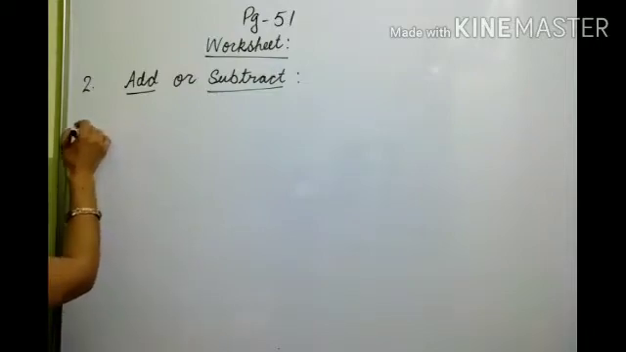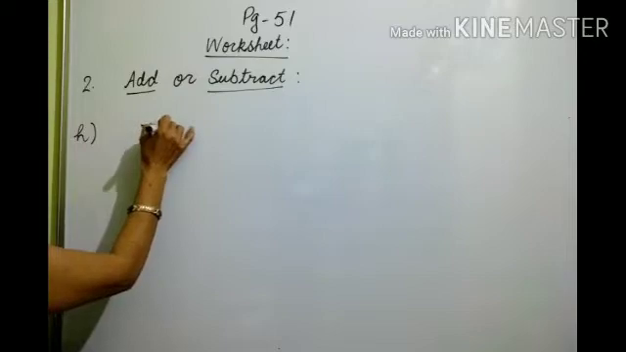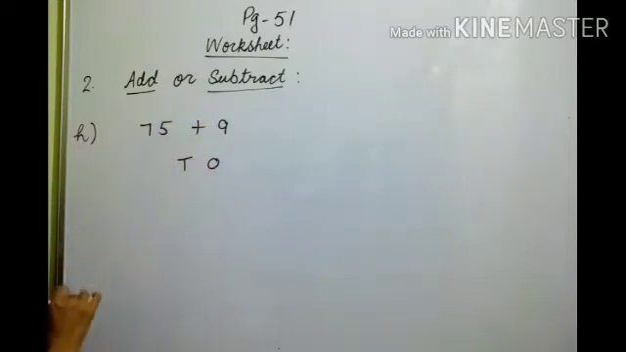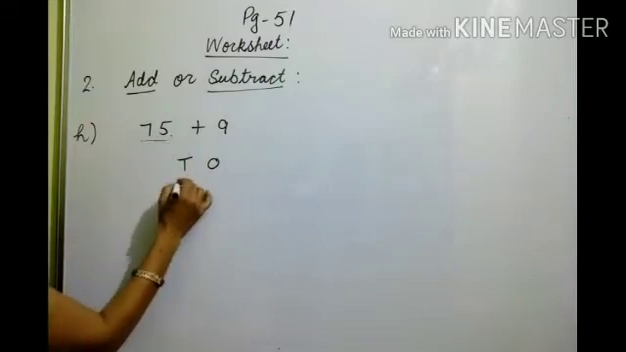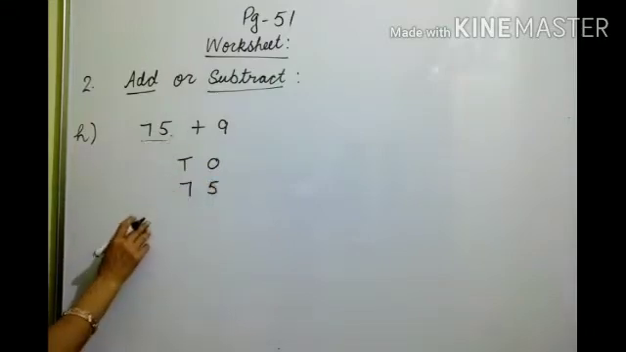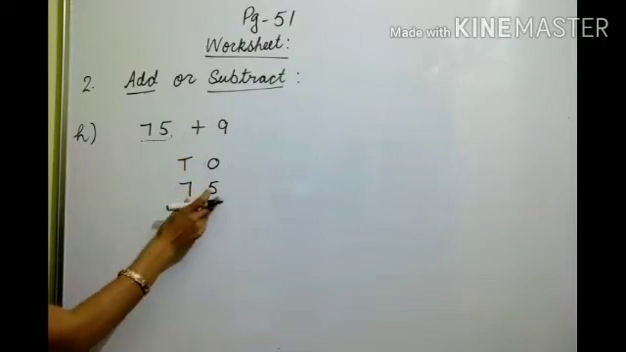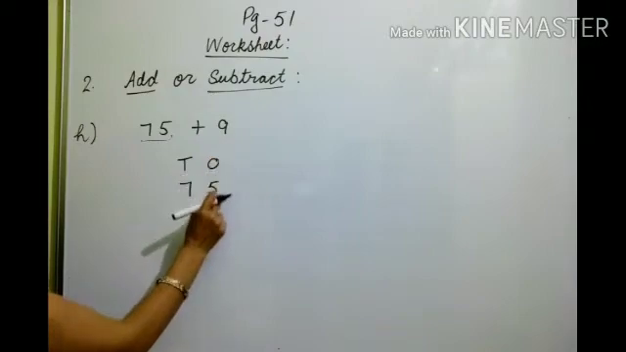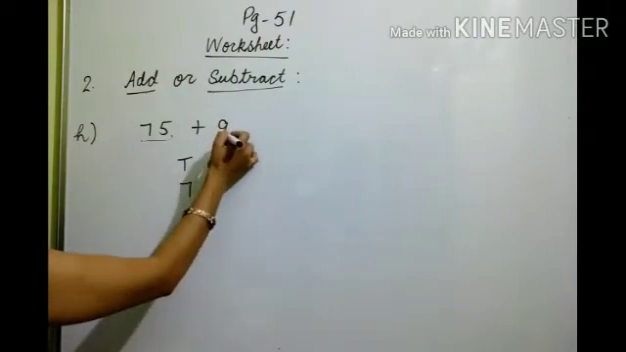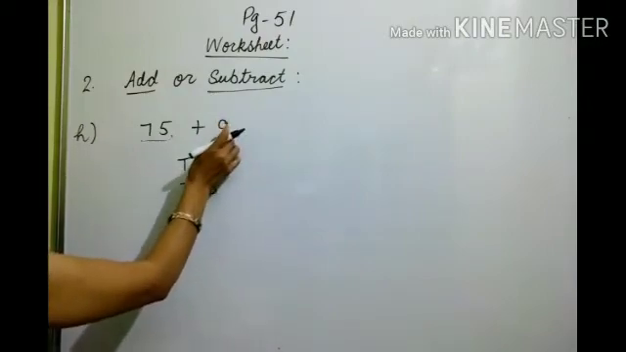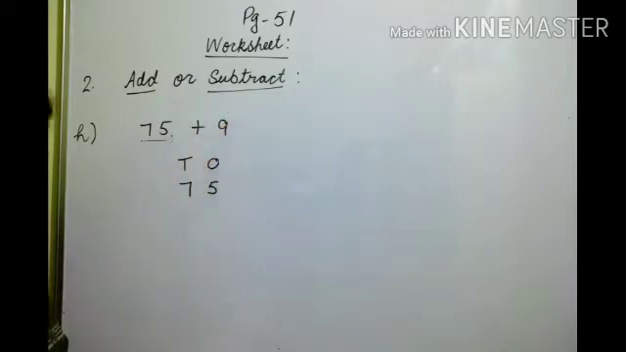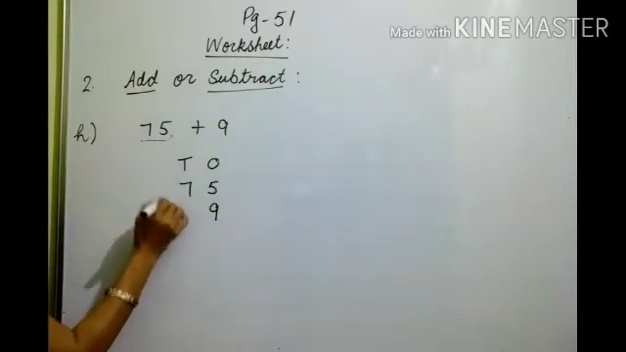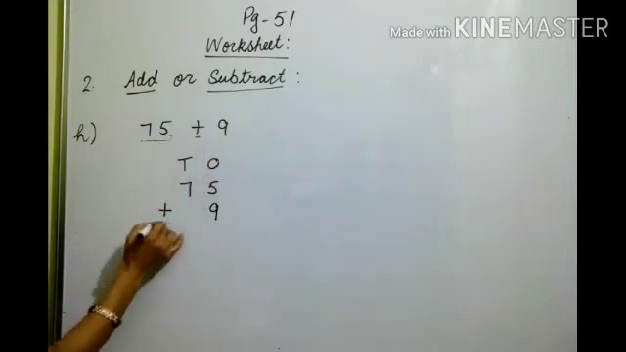We are given H part, 75 plus 9. First we arrange the numbers. First number, a two-digit number. So in the tens place and ones place you will write 75. 7 in the tens place and 5 in the ones place you will write. Now 9, as 9 is single, means one digit only, so you will write it in the ones place and put the addition symbol.